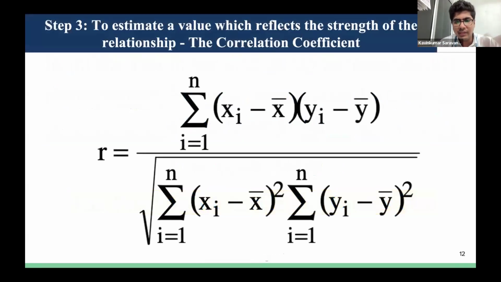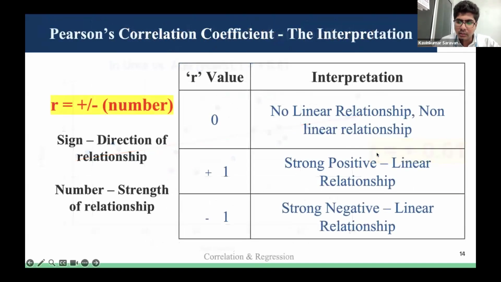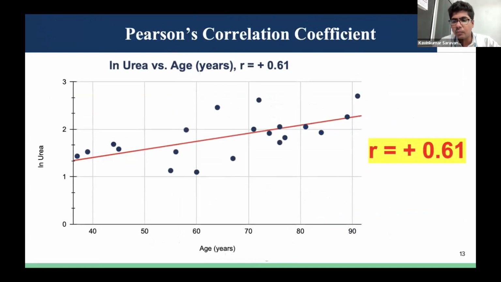So this is the formula. Please don't worry about this formula. There is software which will give us this Pearson's correlation coefficient. So just for information, I am giving this formula. Now, if you input this data during the hands-on training, the correlation coefficient will be given by software like SPSS. So the coefficient for our sample data that we have given in the case vignette is a correlation coefficient R equal to plus 0.61.